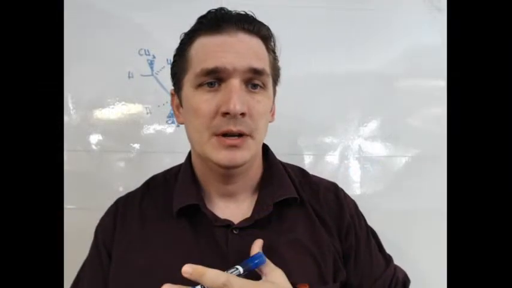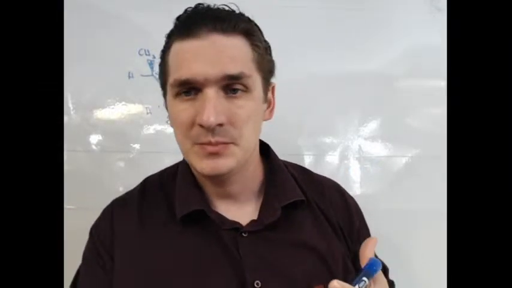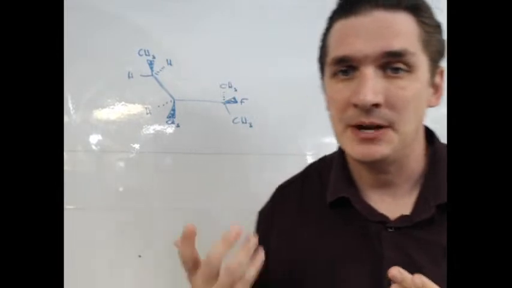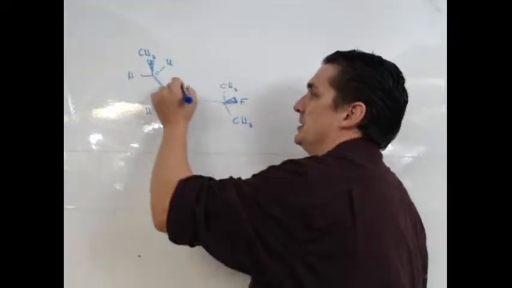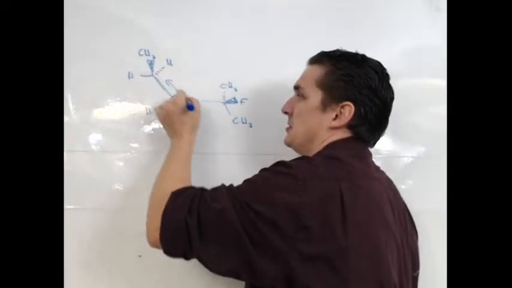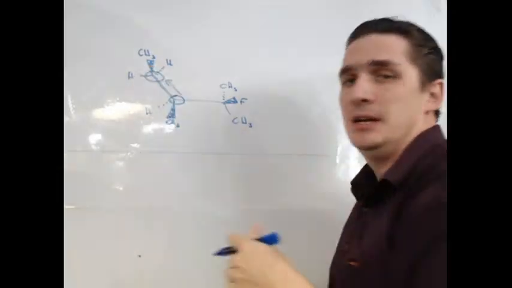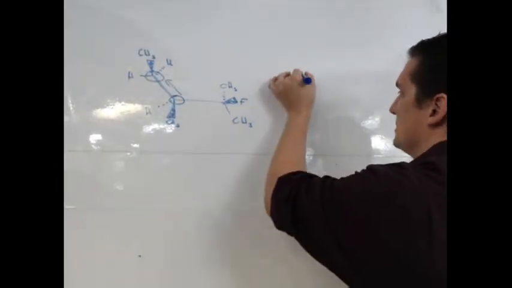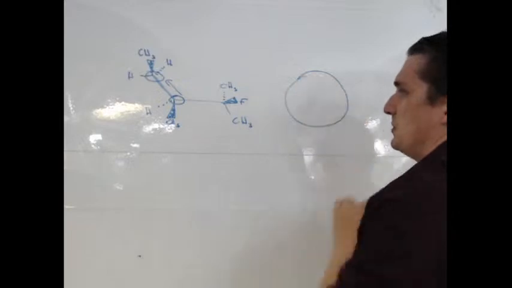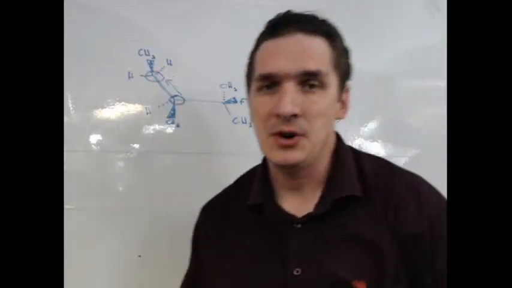All right, so let's talk about how we do this problem. Again, this is an organic 1 problem. We're talking about the Fischer projection, and it's indicating that you want to look along this bond. So this is your first carbon, this is your second carbon, and with your Newman projections, you're always going to start with a circle, with your circle representing the front carbon.